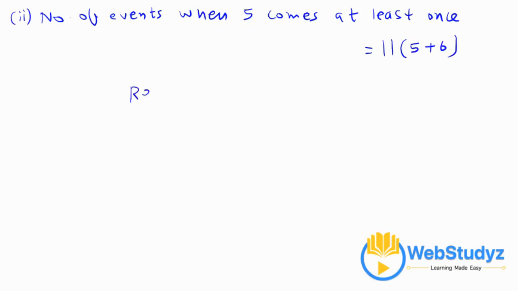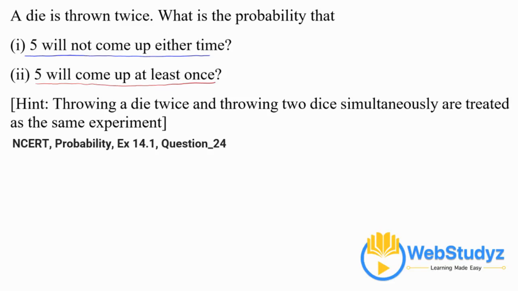So the required probability will be 11 out of 36. So this way we have calculated the probability that 5 will not come up either time, which comes out to be 25 by 36, and second, the probability that 5 will come up at least once, which comes out to be 11 by 36. Hope you understand it well.